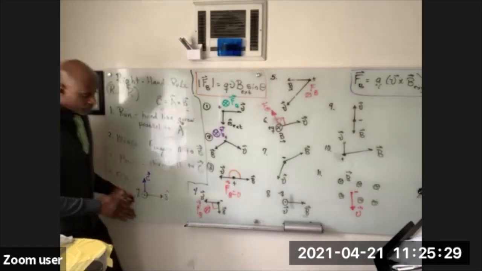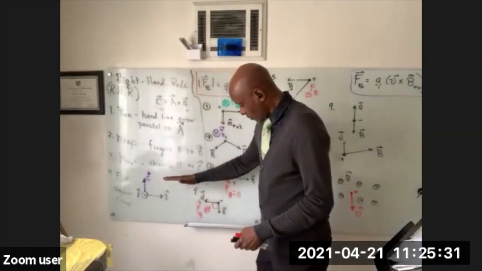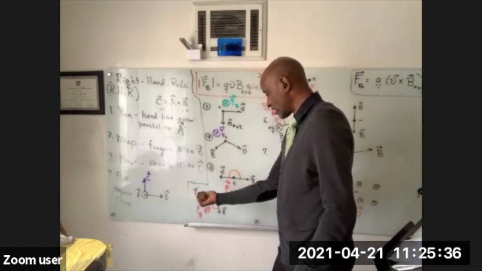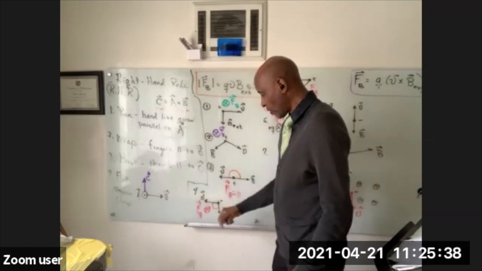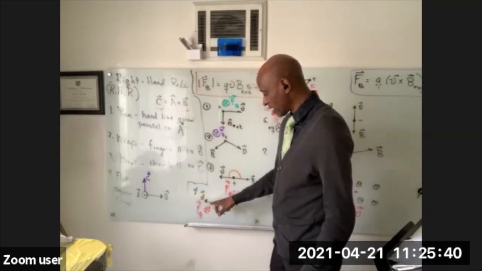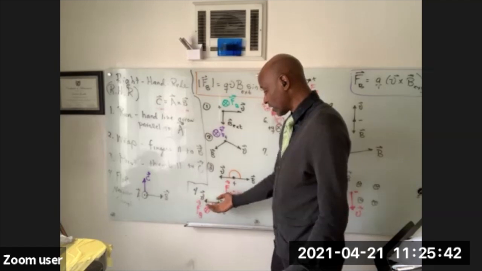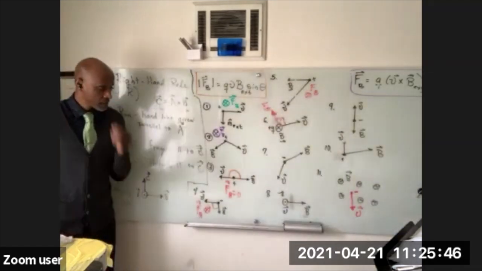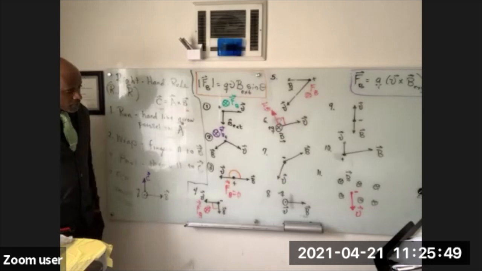V cross B is out of the board, but then it's negative, so it's into the board. So into the board, the FB is still perpendicular to both V and B. And the angle in this case is 90 degrees. Okay, yeah. All right. Good stuff. Okay, who's next?